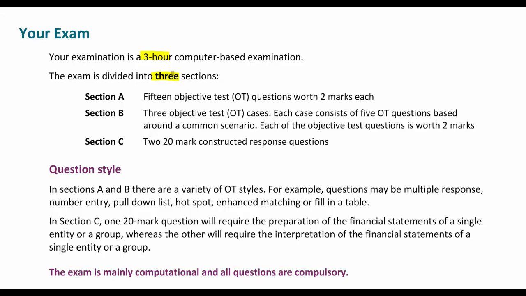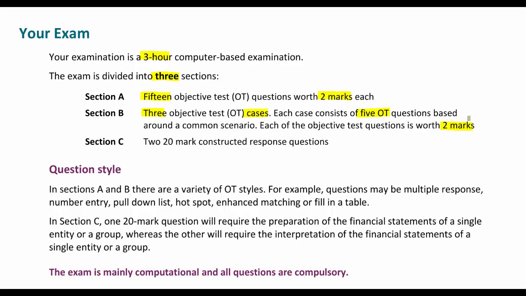Section A will contain 15 objective test questions, each of which are worth 2 marks. And you'll either get these questions right or wrong, so you'll get 2 marks or you'll get 0. Then in section B, this is also examined via an objective test, but the objective test questions will be based around 3 mini case studies, and each case will have 5 OT-style questions off the back of one scenario. And each of these questions is also worth 2 marks, where you'll get all or nothing.